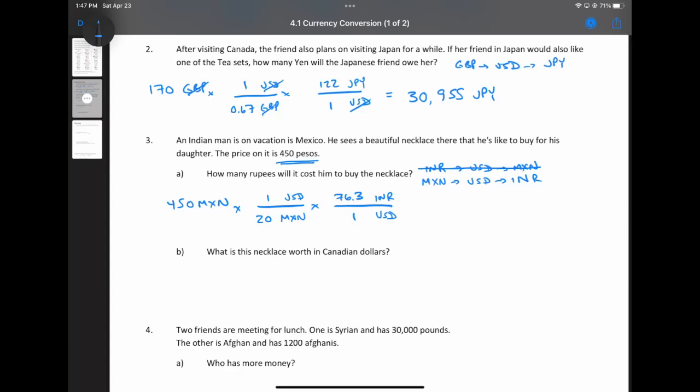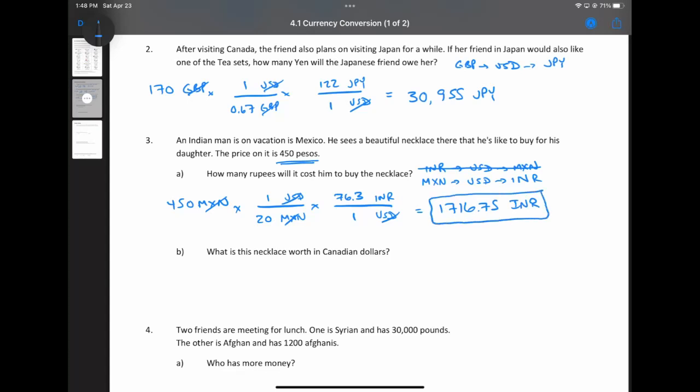Okay, so on the top, actually, we'll cancel out Mexican, cancel out USD. And on the top of this, we have 450 times 1 times 76.3. And then we'll divide by 20. And that leaves us with 1,716.75 Indian rupees. Sorry, Indian rupees.